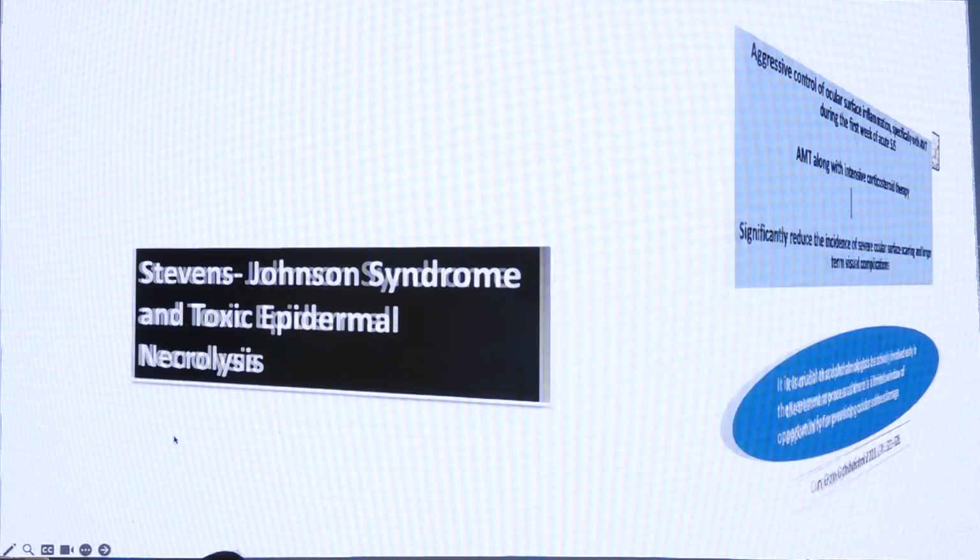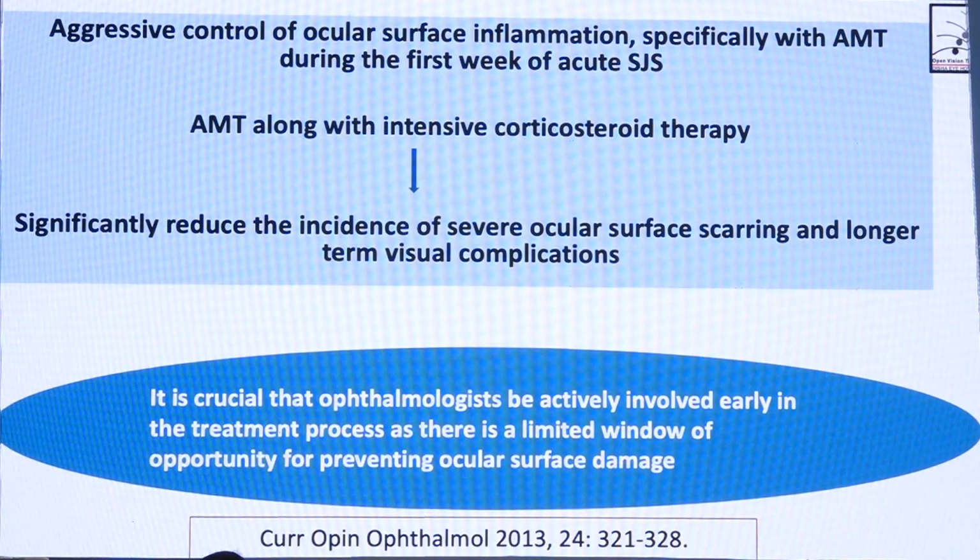Now another use of amniotic membrane in an acute condition is Stevens-Johnson syndrome. Aggressive control of ocular surface inflammation, especially with AMT during the first week of acute Stevens-Johnson syndrome, is most important. Amniotic membrane transplantation along with intensive corticosteroid therapy is the mainstay of treatment. That way it significantly reduces the incidence of severe ocular surface scarring and longer term visual complications. It is crucial that all ophthalmologists be actively involved early in the treatment process, as there is a limited window of opportunity for preventing ocular surface damage.